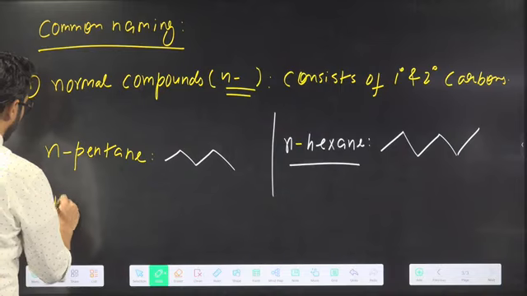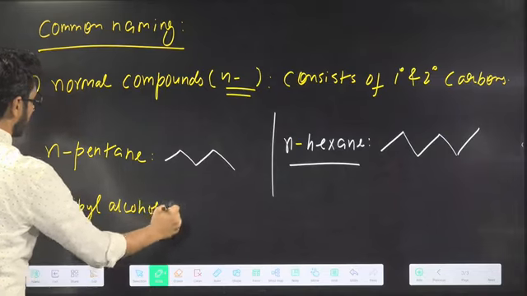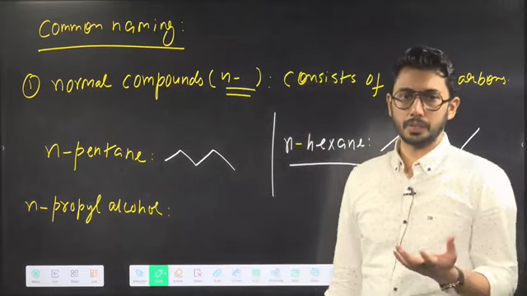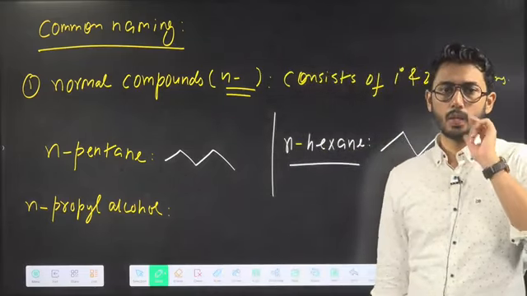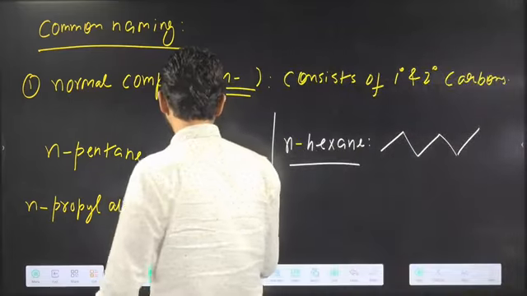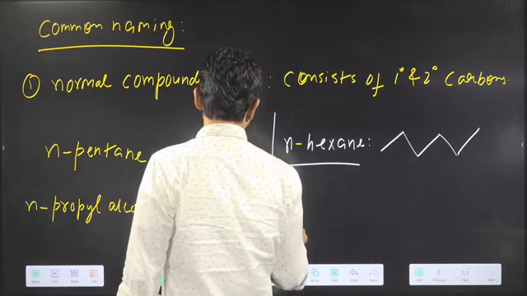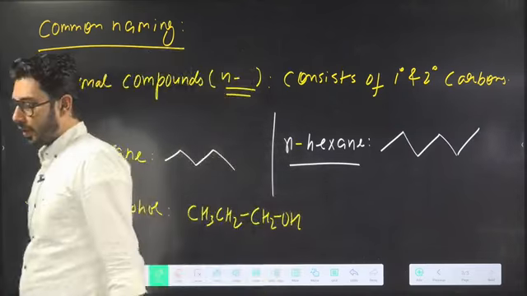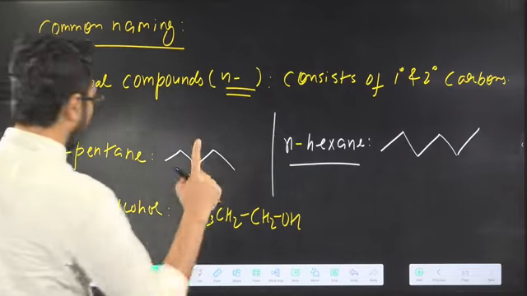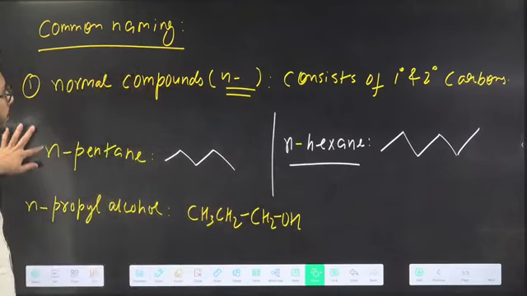Then if it is N-propyl alcohol, if any group is connected, then that functional group will be connected to a primary carbon only, not a secondary carbon. Like N-propyl alcohol, you will write it like this: CH3, CH2, and then CH2 with OH. So whatever group is connected, it will be bonded to a primary carbon. That's why on any side you can write OH, here or there, same. N-propyl alcohol.